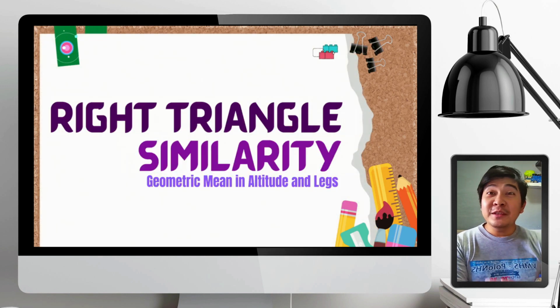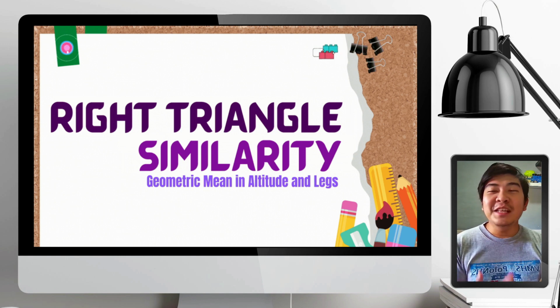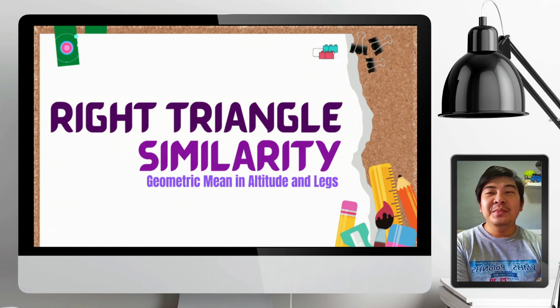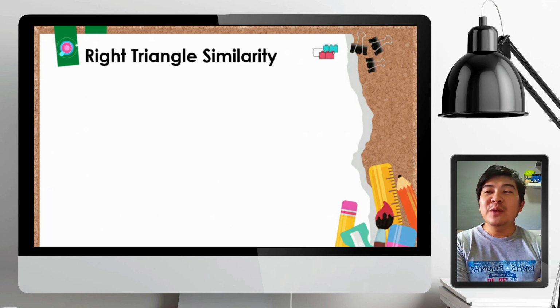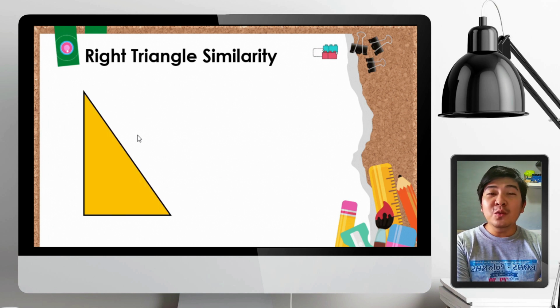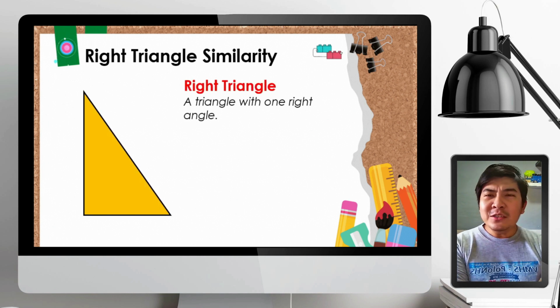Today we are going to discuss right triangle similarity, and we are going to use the geometric mean in order for us to get the measures or the lengths of the altitude and the legs of a right triangle. Before we proceed with right triangle similarity, let us first review the right triangle. A right triangle is a triangle with one right angle.